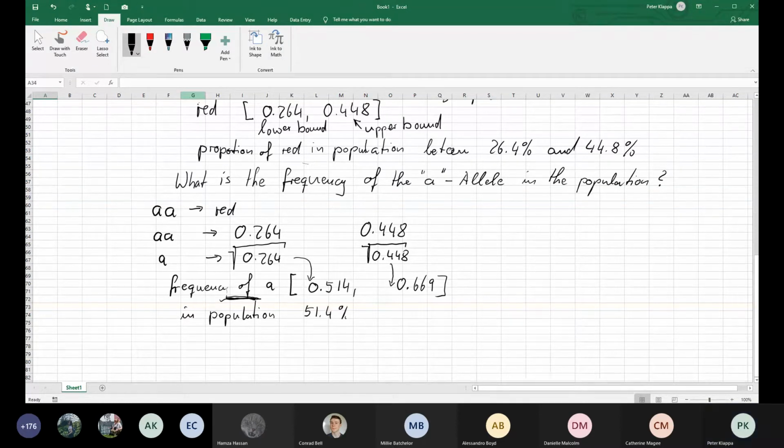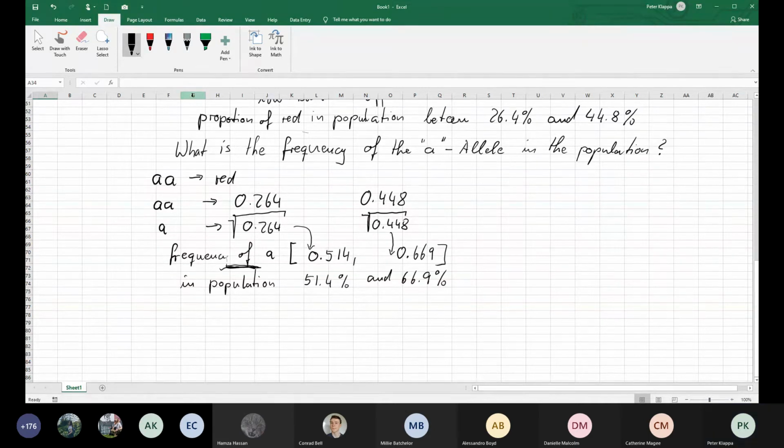lovely, thank you, in the population, the frequency is somewhere between 51.4% and 66.9%. Does that make sense so far? Are you happy with that? Excellent. Have you actually done these calculations in the BI324 module with Dr. Ellis? Yes, you have done it.